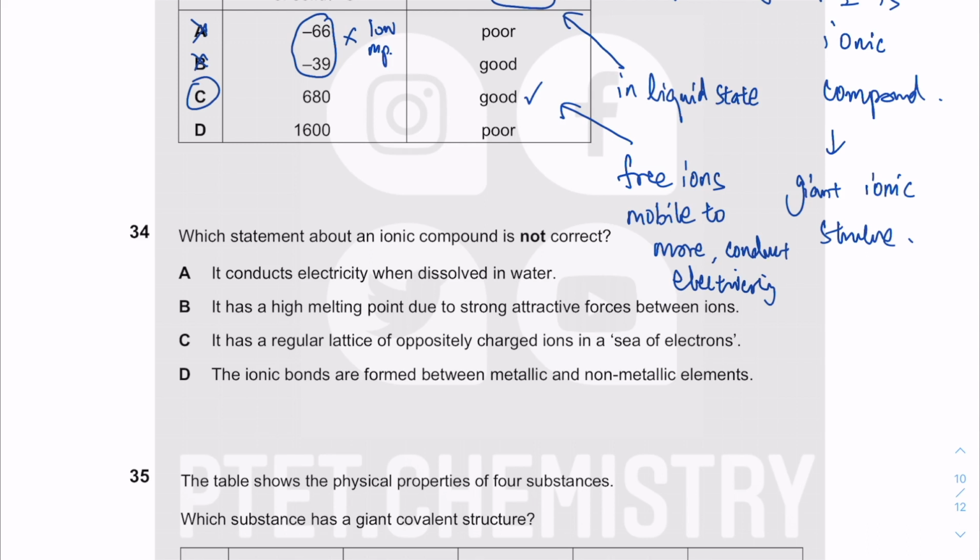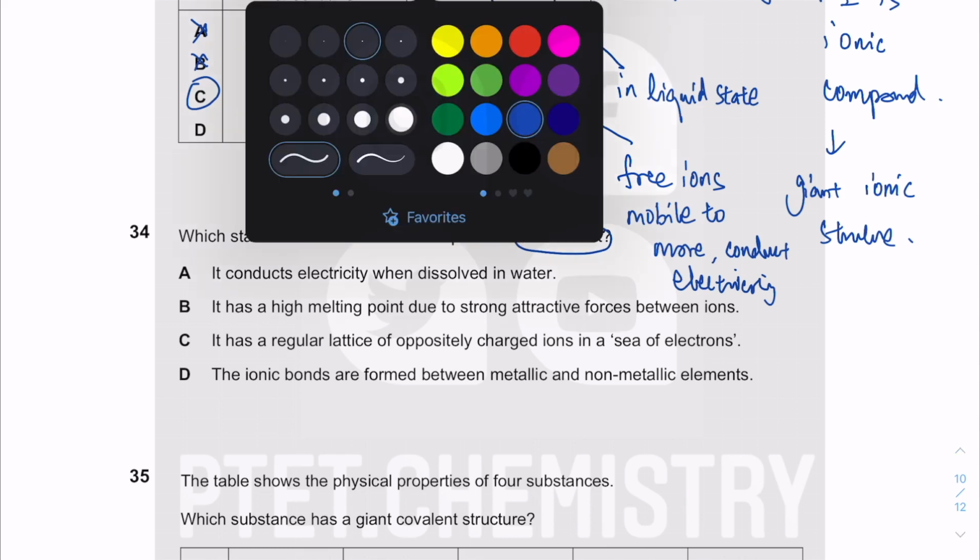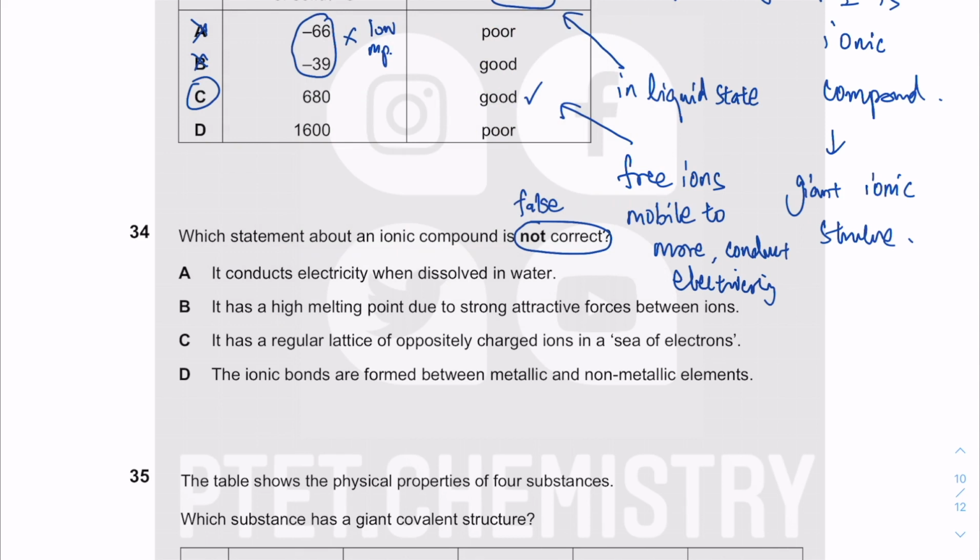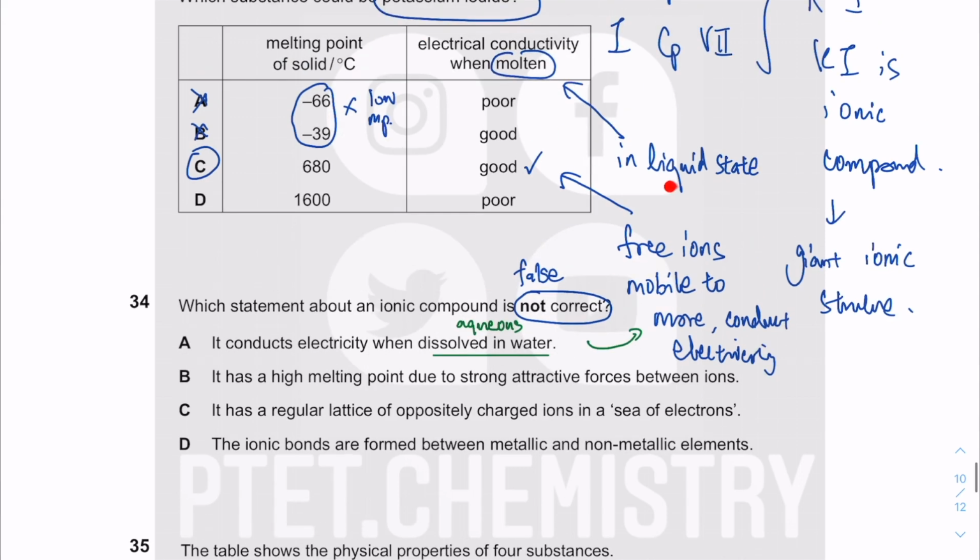34. Which statement about an ionic compound is not correct? Not correct meaning false. You need to know what is correct in order to be able to tell what is false. Ionic compound conduct electricity when dissolved in water. So that means aqueous. So when dissolved in water, you have free, well, it's exactly the same explanation. You have free or mobile ions to conduct electricity when it's in aqueous or when it's in molten state. So this is true. So it's not what you want.